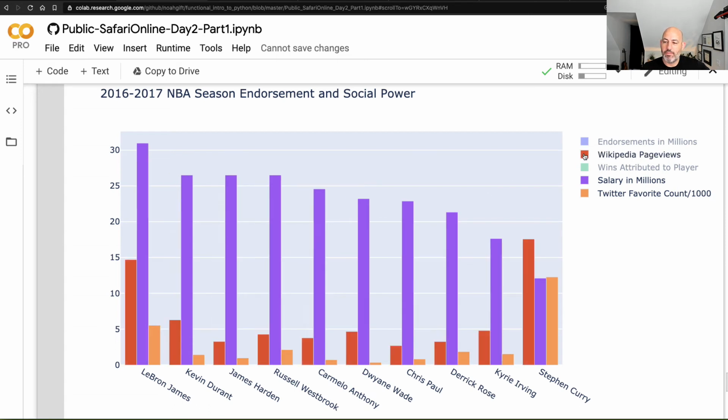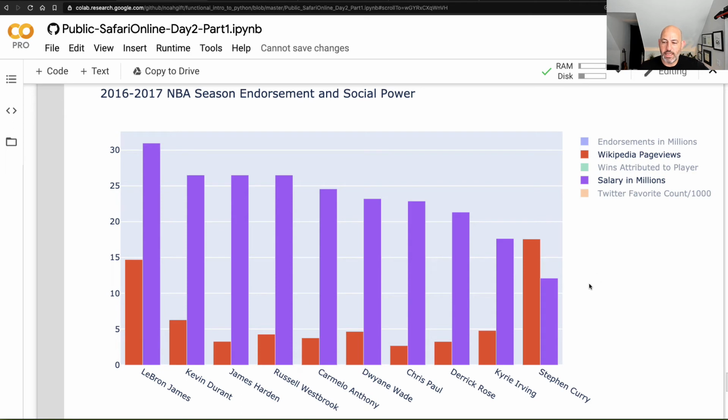Probably a better one to look at would be Wikipedia, because Wikipedia is probably a better signal, since not every Twitter is a smaller market. So let's just look at Wikipedia and salary. If I was the agent for Steph Curry, what I would say is that he should be paid more money, because LeBron James gets paid $30 million, and his popularity is good, but Steph Curry's is the top. So the owner of the NBA team should give Steph Curry more money because he's making the Warriors more money.